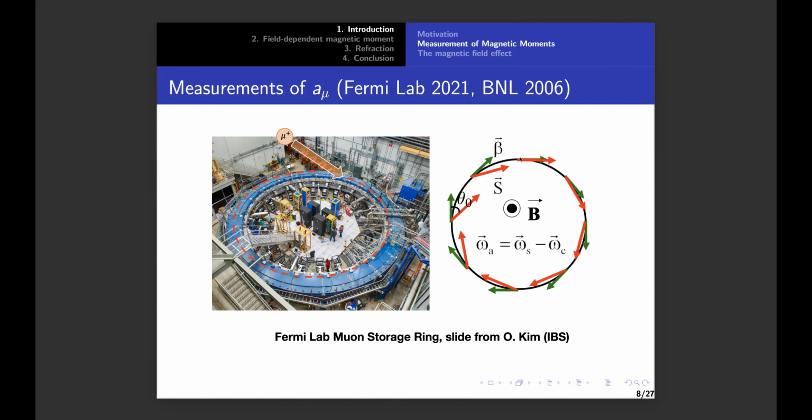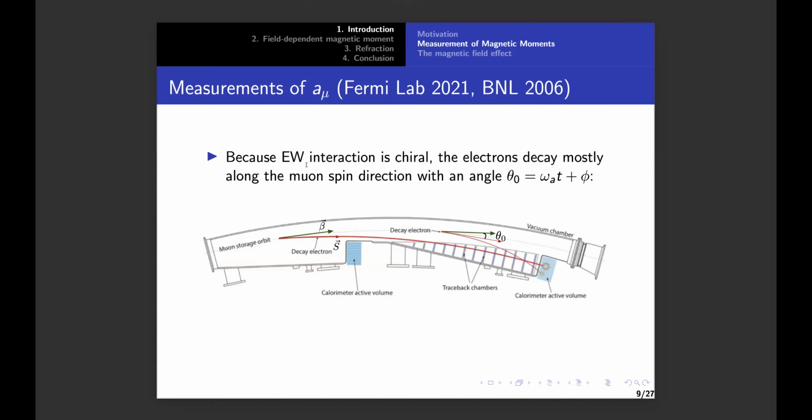So initially, muons are highly polarized. The red arrow is the spin direction, and the green arrow is the velocity direction beta. But as time goes by, because of the difference between the spin precession frequency and the cyclotron frequency, there is an angle difference between the momentum direction and the spin direction. Since muon decays via the electroweak interaction, which is chiral, the electron decays mostly along the muon spin direction, breaking parity, with angle theta zero given by this formula.